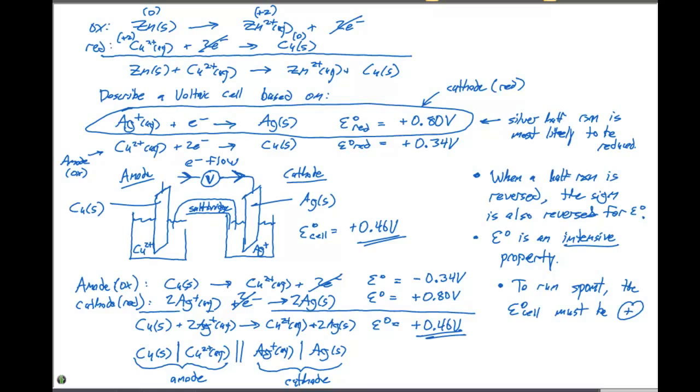Notice that when we write the species on the left-hand side, the copper solid is being oxidized to copper 2+, so we put the copper solid on the left to right. And then for the cathode, the silver+ is being reduced to silver solid, so we also write those from left to right in our particular process. So this is the convention. If you see this abbreviation down here, that's describing this entire process that we just analyzed.